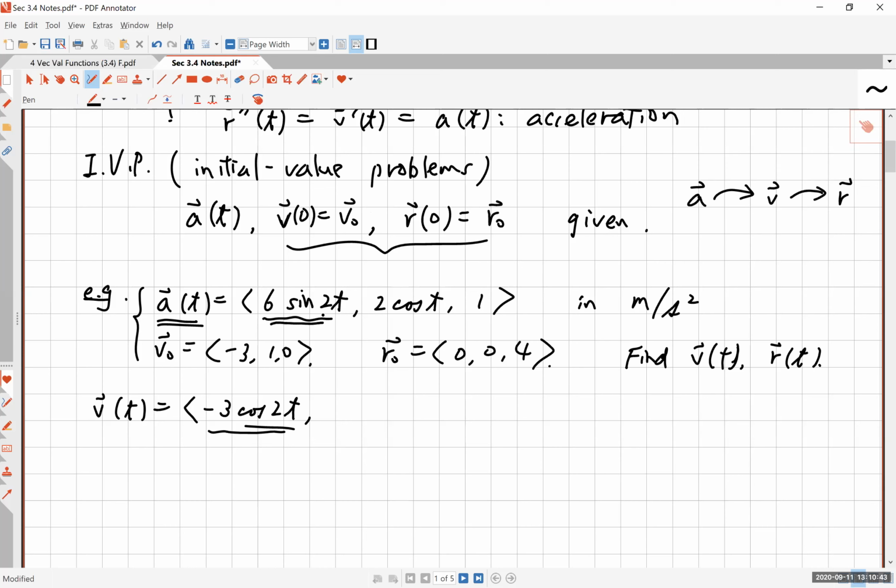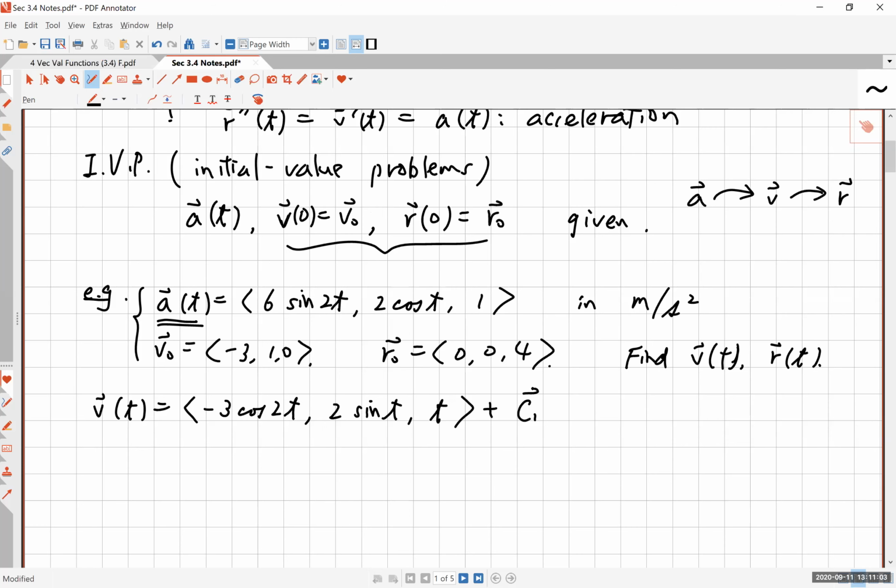And so, of course, that is exactly what I have. So no problem here. 2 cosine t must have come from 2 sine t. That's the antiderivative. 1 must have come from t. Now, this is without a constant, right? This time, it's a constant vector. Let's call this c1 because we'll have another one later.